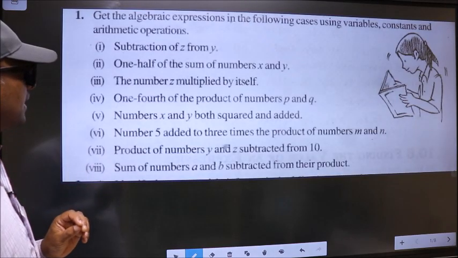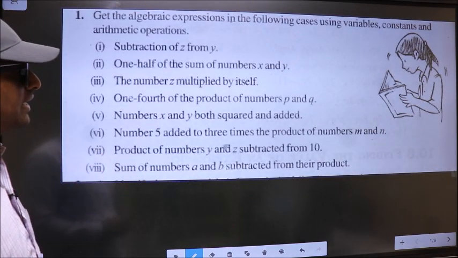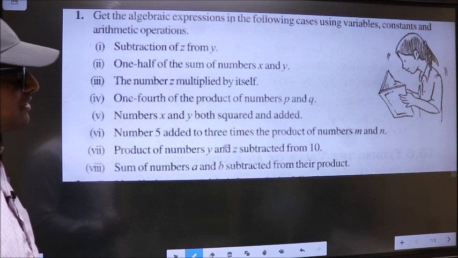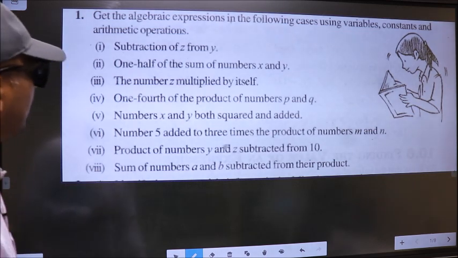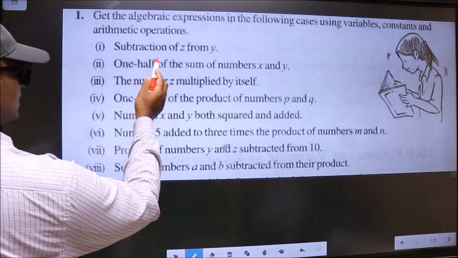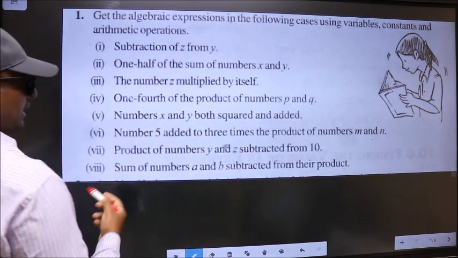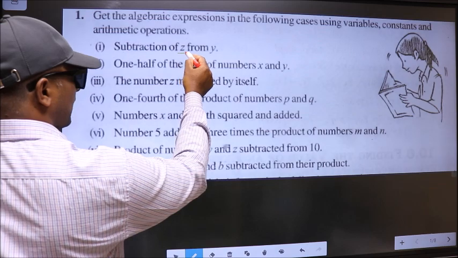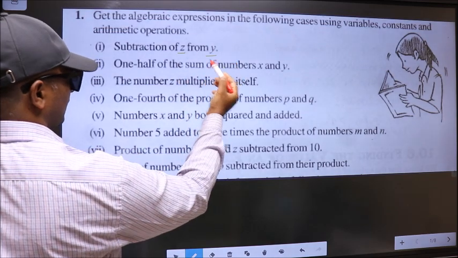Get the algebraic expressions in the following cases using variables, constants and arithmetic operations. First bit, subtraction of z from y. We need to subtract z from y.